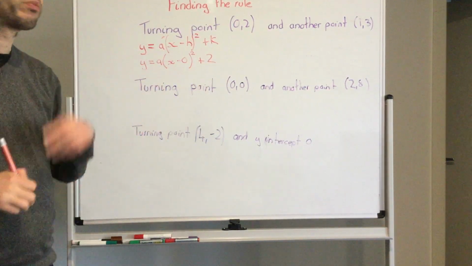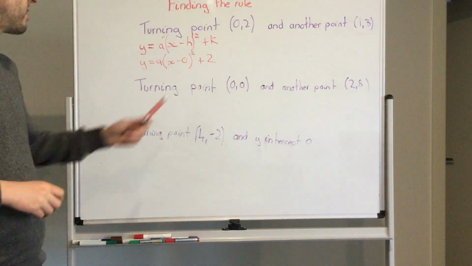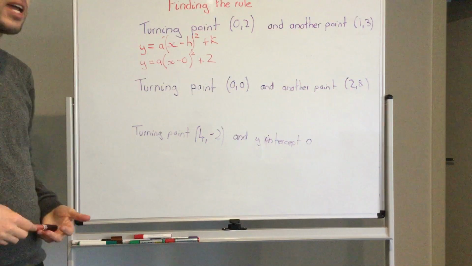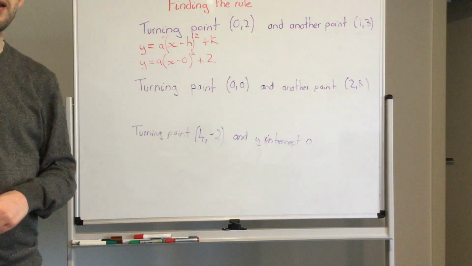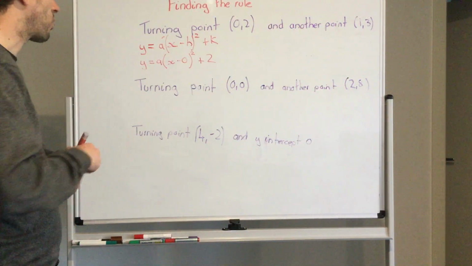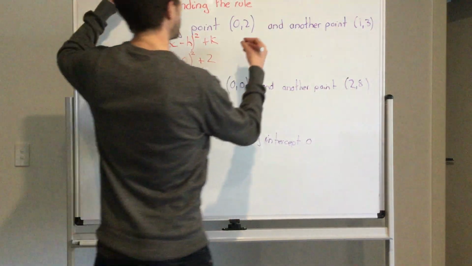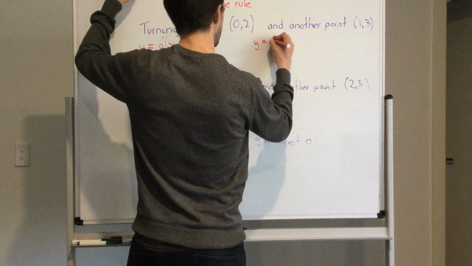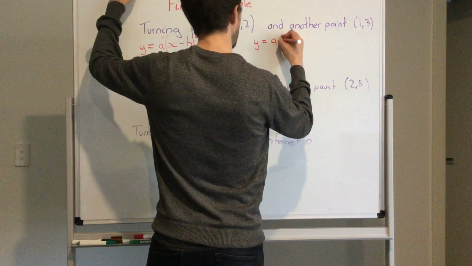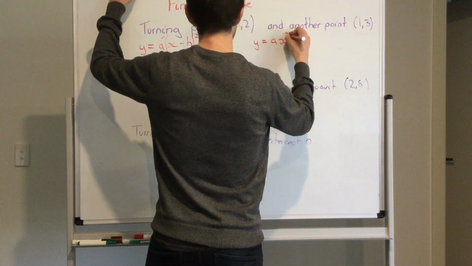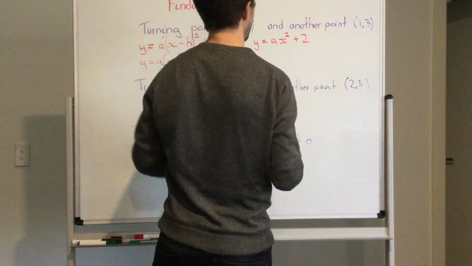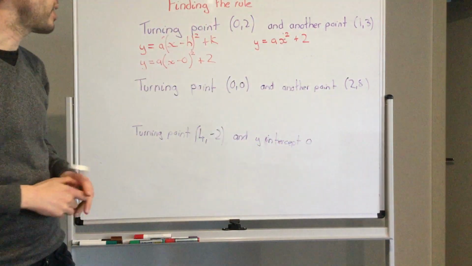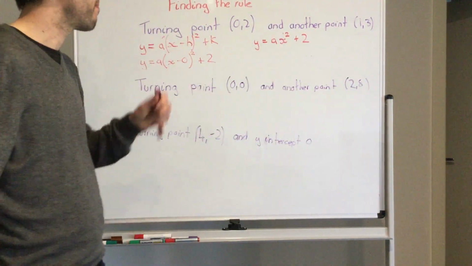Simple. The next thing I look at is expanding this. If I expand (x take 0) squared, that just leaves me with x squared. So I can then write it as y equals x squared plus 2. Now I need to think, do I have anything for a?